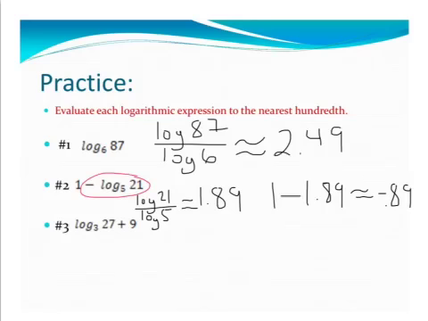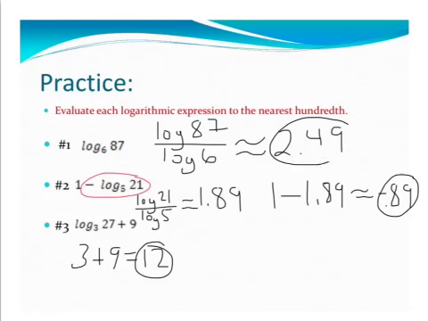All right, lastly, we could actually do this one without a calculator. We should know what log base 3 of 27 is. Well, 3 to the 3rd power gives me 27, so that's 3 plus 9 gives me 12. And that is it for 6.5. Nothing too stressful, nothing too crazy, but remember, we do have a lot of different properties from this chapter. You need to keep them straight.